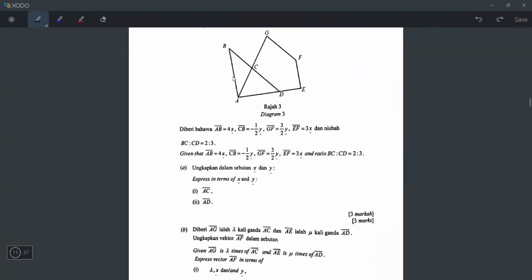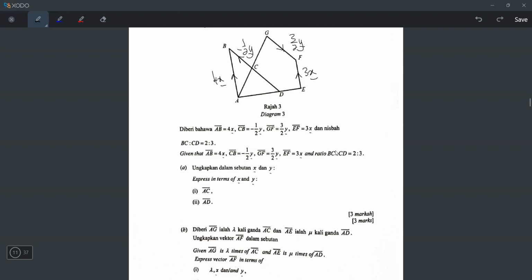And then, okay, now this is important. AB is 4x. Label 4x. And then CB is negative 1 over 2y. CB. So the arrow has to point towards B, negative 1 over 2y. And then GF is 3 over 2y. GF, so pointing down here, 3 over 2y. EF is 3x. So like this, pointing up, 3x.